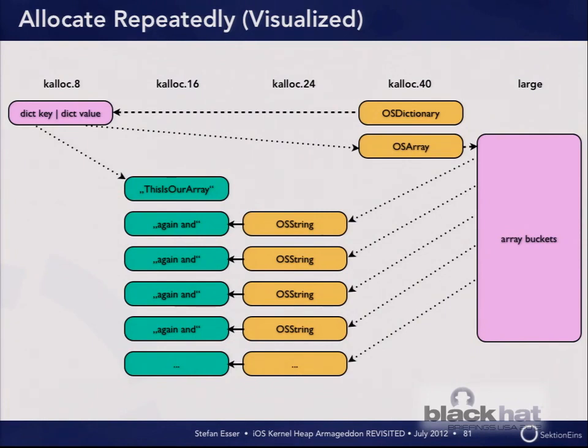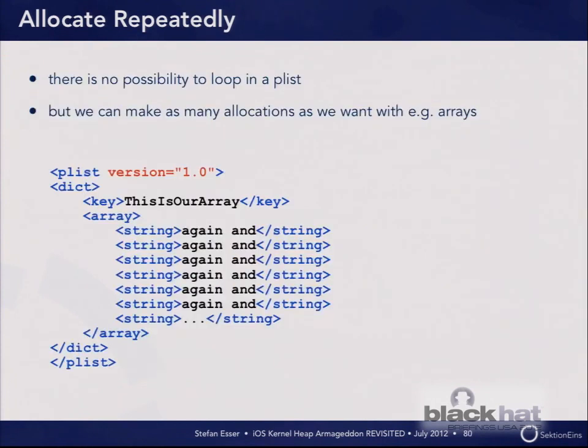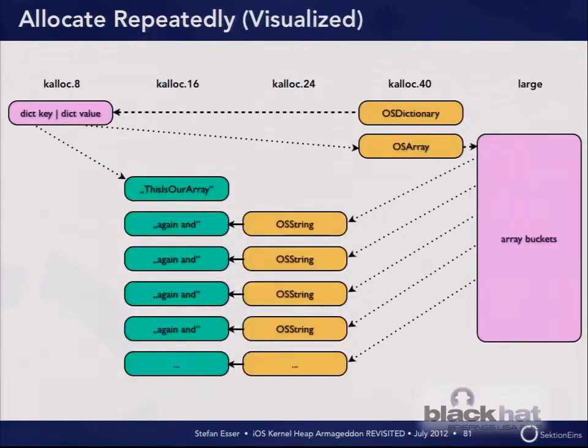So you can see that it always starts with the OSDictionary object, which is 40 bytes in size, and this points to the dictionary key and dictionary value in our example. We just had one element in there, so it's just 8 bytes. You see it's in the kalloc.8 zone, and the key pointer points to the actual key, and the dictionary value points to an array, which is again in the kalloc.40. This points to the array buckets, which is in some large memory block.